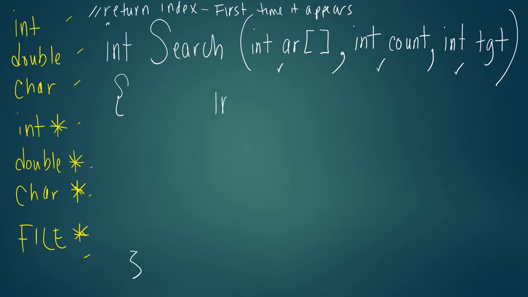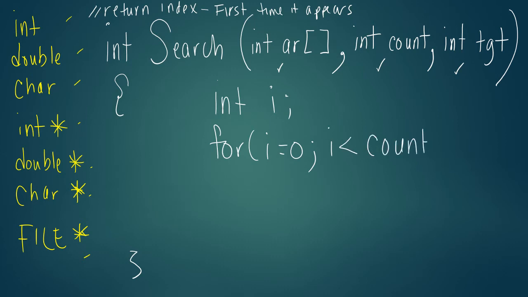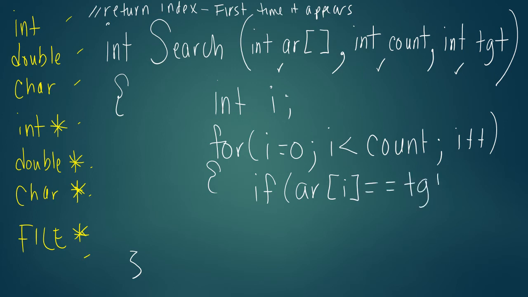We would just use our same for loop, and we would search for I equals 0, I less than count, that's the number of filled items, I plus plus, if our array at location I is equal to the target, that means that is the first time we found a match. We want to return the location, and the location is going to be stored in the variable I. So you want to return I.